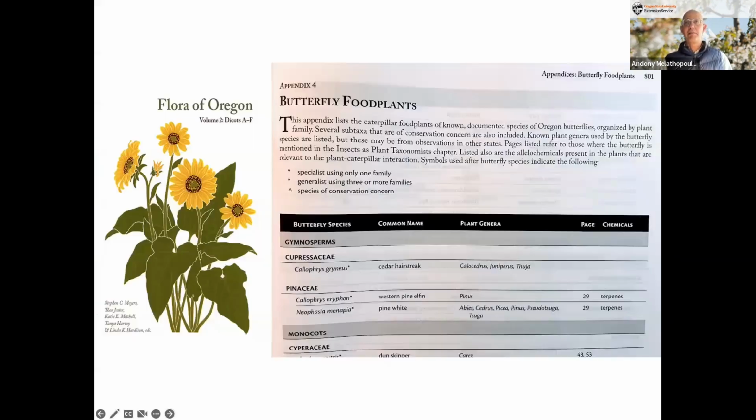And I did want to quickly point out that we have a wonderful guide to the butterfly food plants of Oregon, care of the Oregon Flora. In their second volume, in their appendix, they have a great list of the different butterfly genera. And you can see here, there's the butterfly species that we were just talking about, the pine white, and it shows you the plant genera that they lay their eggs on. It's a great resource.